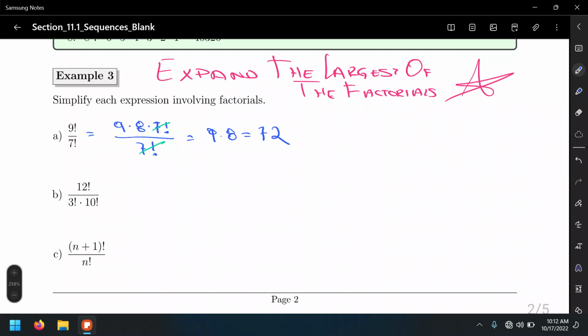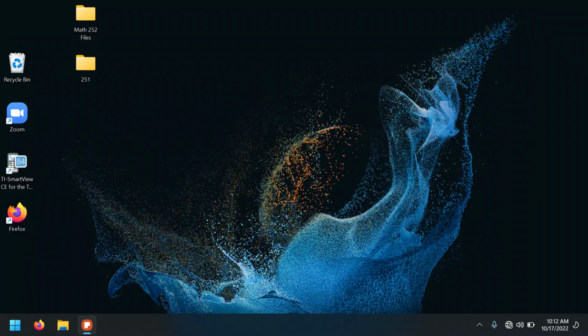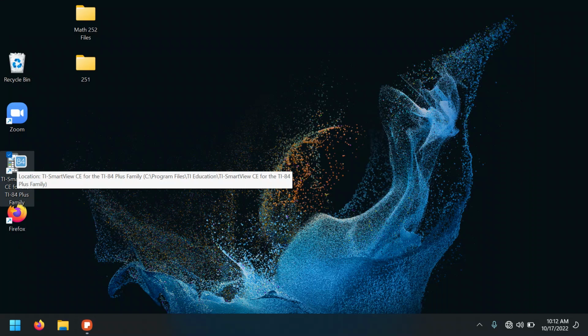So without the need of expanding the whole number, getting a big number, and dividing by a big number, which we can do if we have a calculator with us. But what if on an exam or a quiz, you don't have access to a calculator? It's important to know how to simplify this by hand without the need of expansion. And even if you had a calculator, it takes forever to reach that factorial function. Let me show you where that is on the calculator.